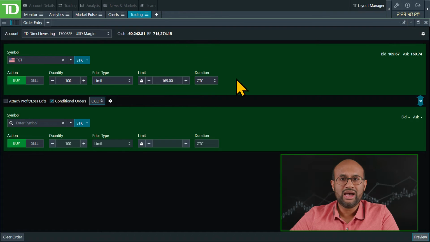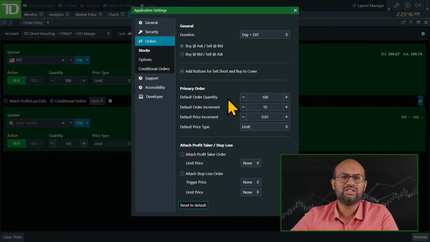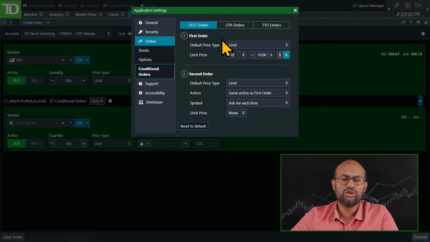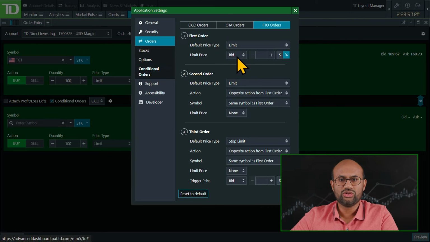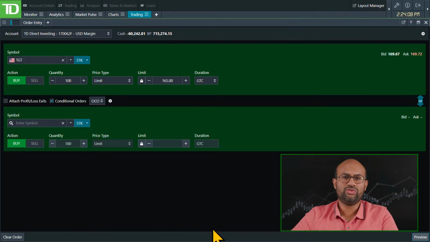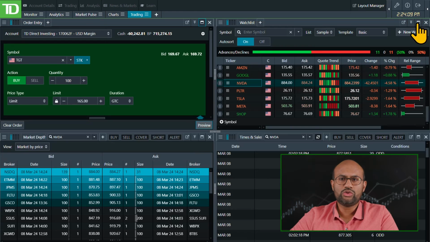Now, we covered defaults briefly just with a standard order, but if we go back to our defaults, clicking that gear icon, there is a section for conditional orders here that you can also set up defaults for. So you can see the orders we covered were OCO order, the one triggers other, and then the FTO order. So you do have controls over setting those up. If you do call those up, then there are certain parameters already filled in for you that you'd like to have. So do set those up. Okay, let's close off of this and go back to our normal view.